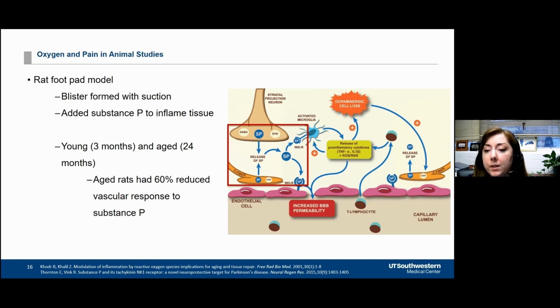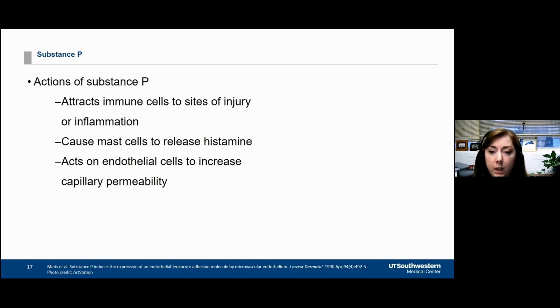So you can see where, on the right-hand side, there's an arrow going down toward the endothelial cells from substance P. The actions of substance P are a few. The most important ones for us are to attract immune cells to the site of injury or inflammation. Then they can cause mast cells to release histamine, which then causes redness, heat, things like that, and acts on endothelial cells to increase the capillary permeability.